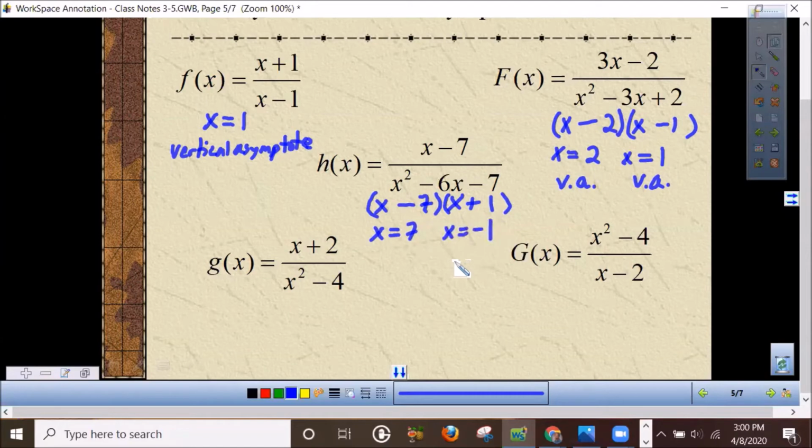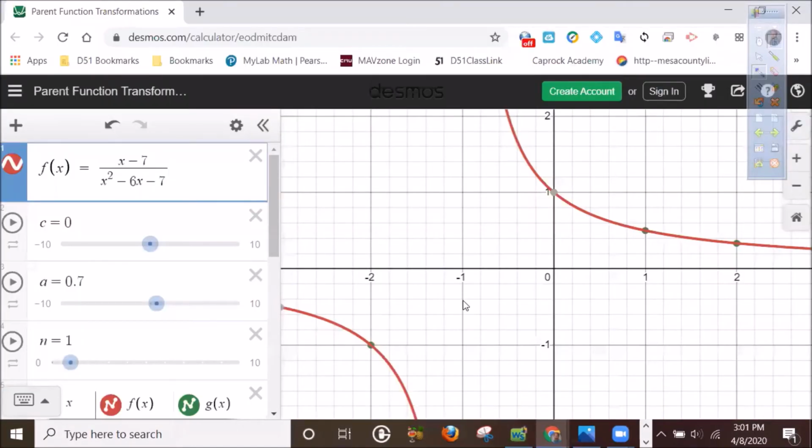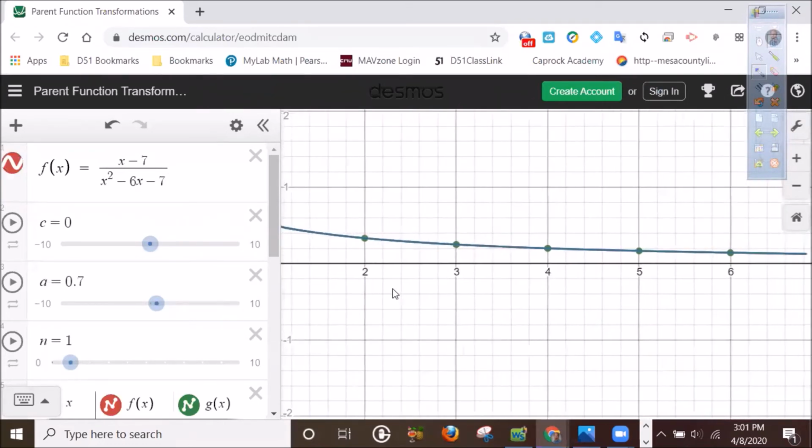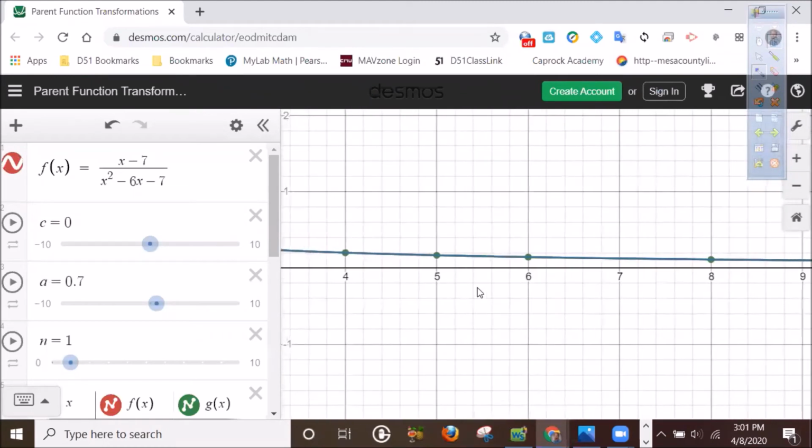Let's take a look at that graph. Here's the graph of x minus 7 over x squared minus 6x minus 7, and we definitely see that vertical asymptote at negative 1. Let's move over toward x equals positive 7, and wait a minute, no vertical asymptote. Something unusual going on here. Let's look at a table of values.